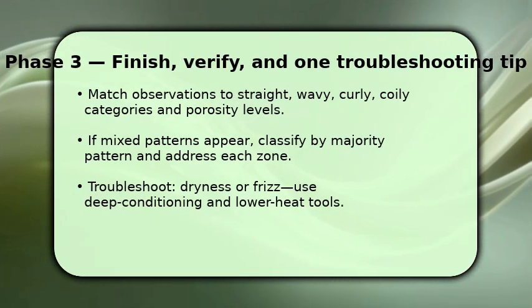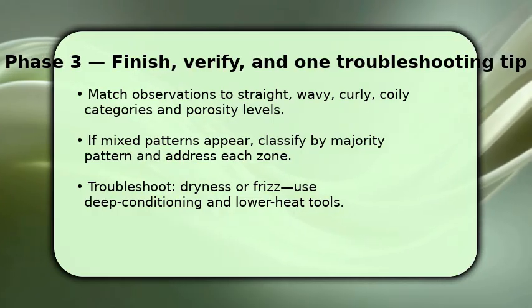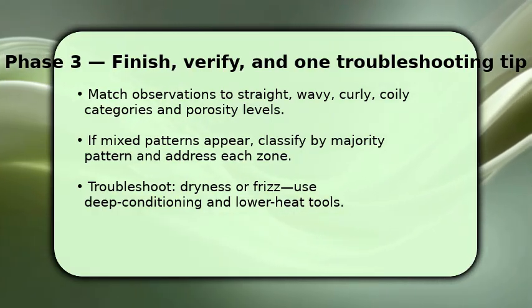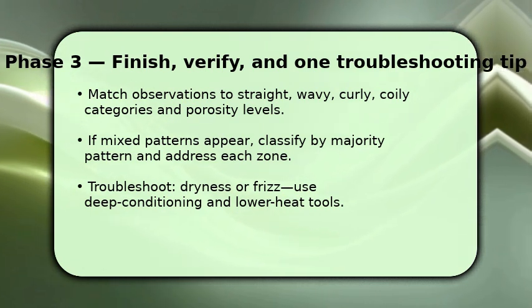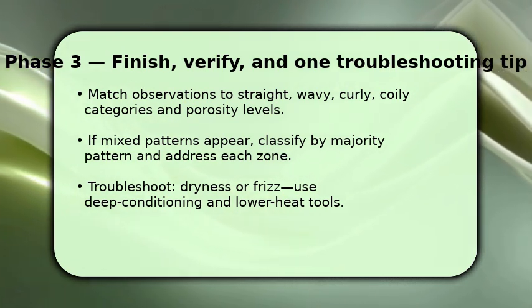Finally, combine pattern, elasticity, and porosity to assign your hair type. If most strands lay flat, you're straight. S-shaped bends indicate wavy, defined spirals mean curly, and tight coils suggest coily.